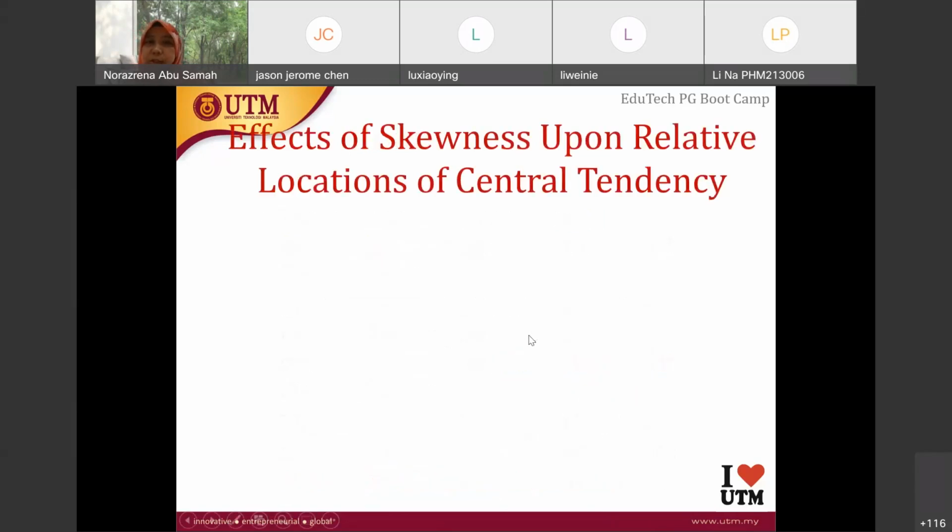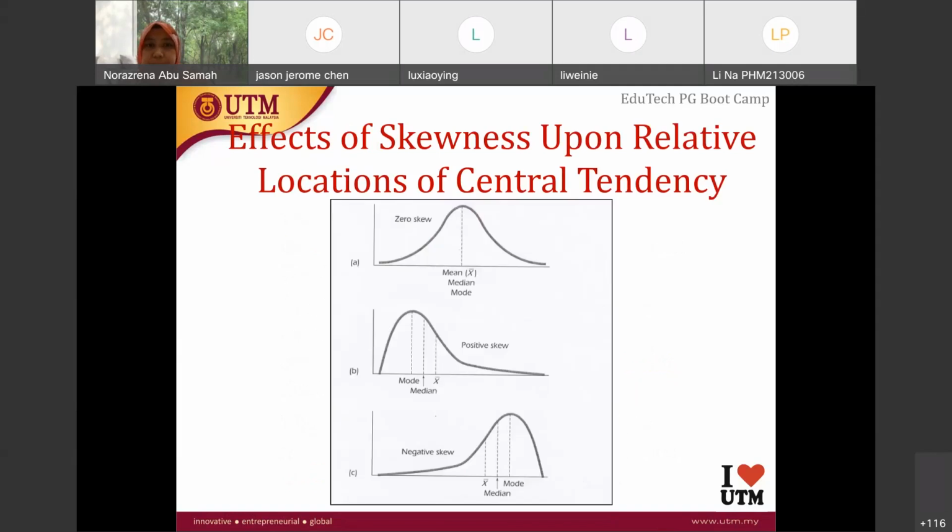Effects of skewness upon relative locations of central tendency. This is zero skew, or bell shape, or normal data. In a normal distribution, the mean is equal to the median and is equal to the mode. For example, if the mean is 10, then the median is also 10, and the mode is also 10. So this is how the graph looks.